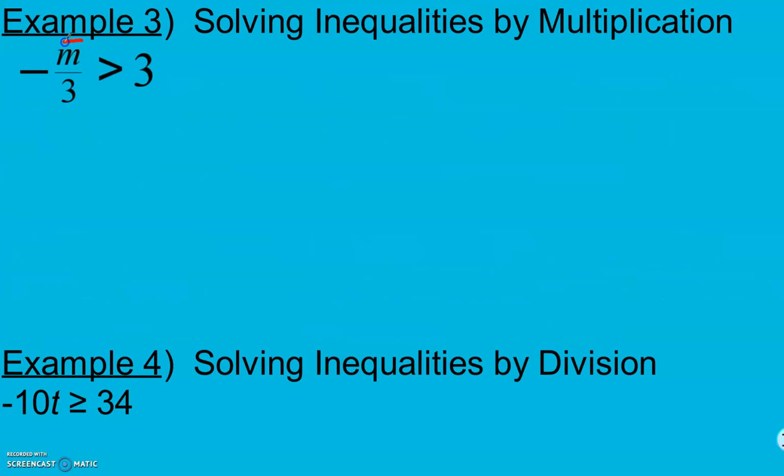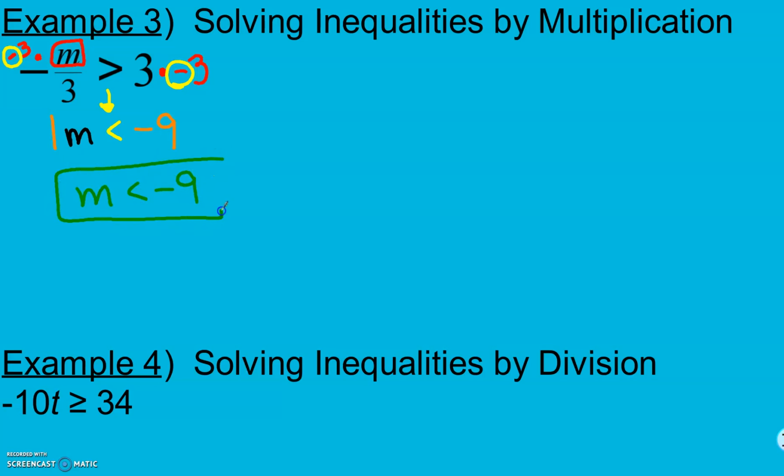In example 3 here, m is being divided by a negative 3. Take the sign with the number there. So to get rid of division, we're going to multiply. I'm going to multiply by that negative 3. And whatever I do to one side, I have to do to both. So negative 3 divided by negative 3 is just 1. 3 times negative 3 is negative 9. I keep my m, but because I multiplied by a negative number, I have to flip my inequality. So my answer here is actually going to be m is less than negative 9.